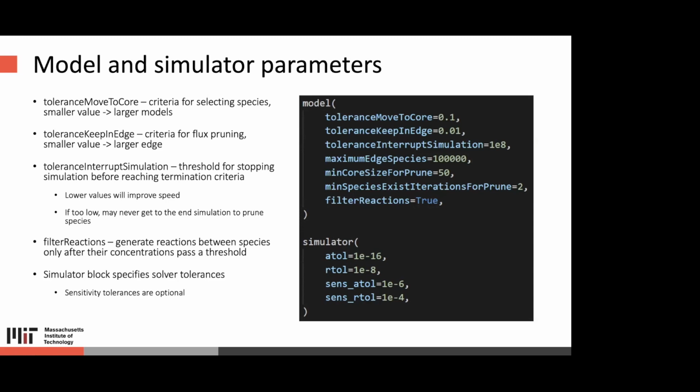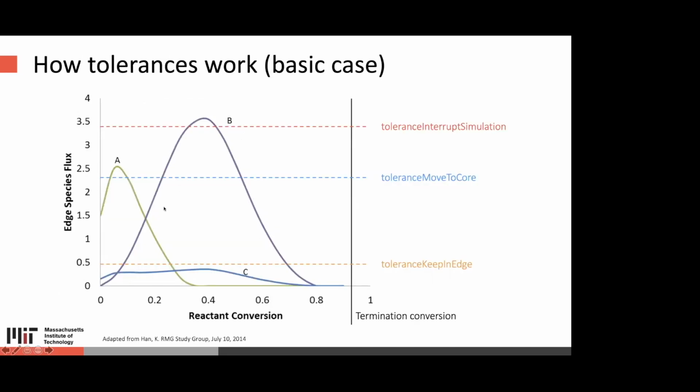So the lower the value, it will improve the speed, because I can show the slides here. This is a simple example. The tolerance move to core is the blue dashed line here. And A, B, and C are different species concentrations during the simulation. And the tolerance interrupt simulation should always be higher than the tolerance move to core.